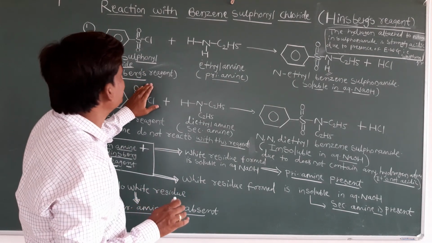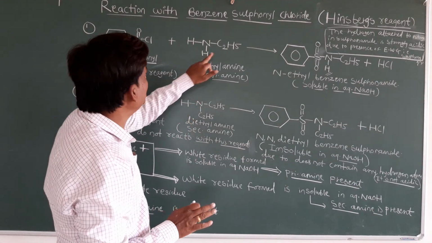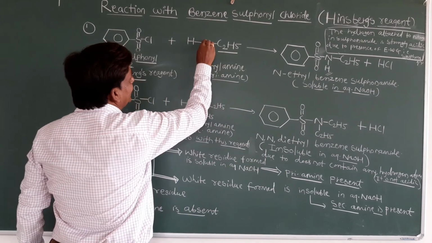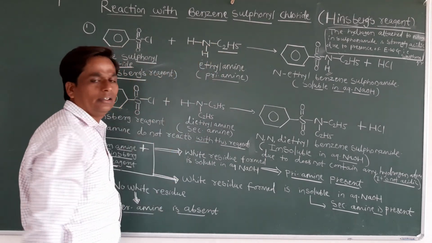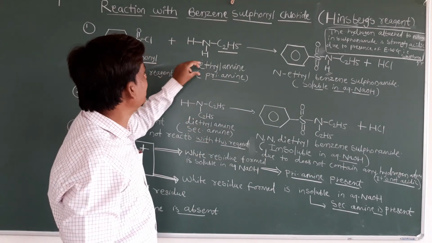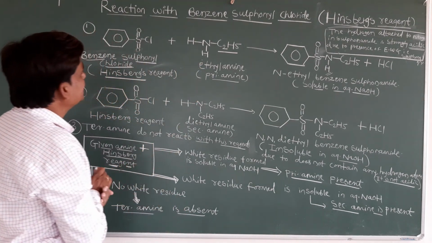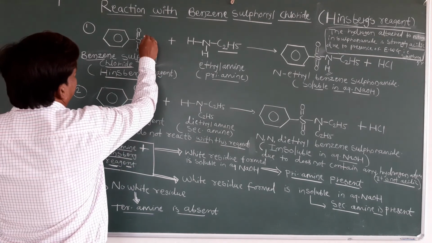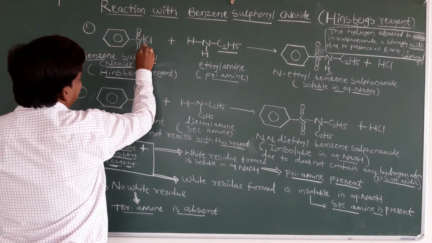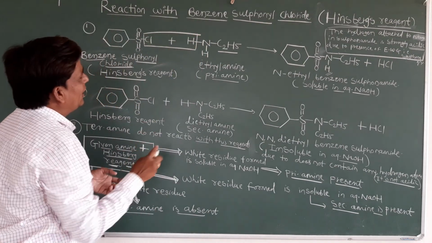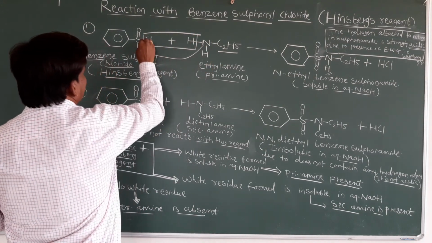So this Hinsberg reagent reacts with primary amine. Here I have taken the ethyl amine: C2H5, then this nitrogen and these two hydrogens. So Hinsberg reagent reacts with primary amine, that is ethyl amine. What happens, students, in this reaction? Hydrochloric acid is removed, like this Cl and this H. HCl will be removed and this whole part is going to be joined to this sulfur.